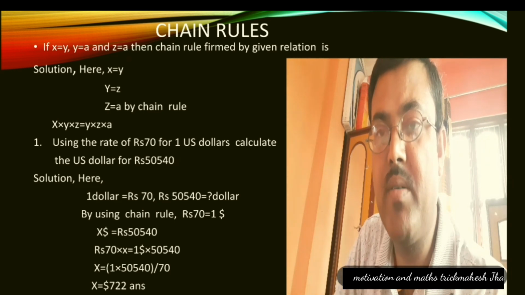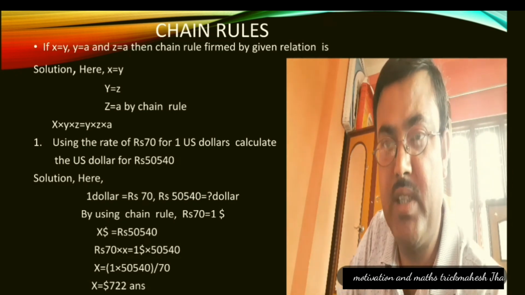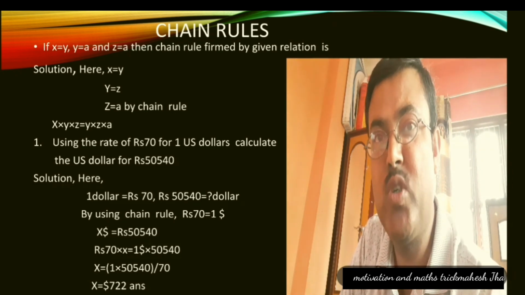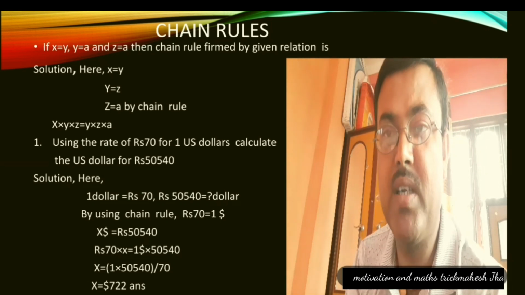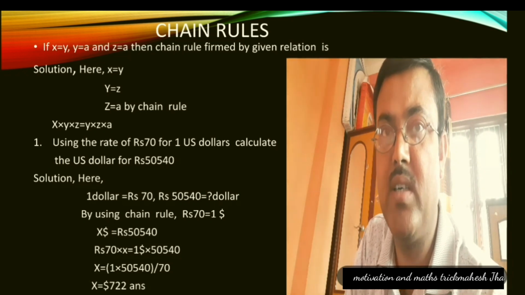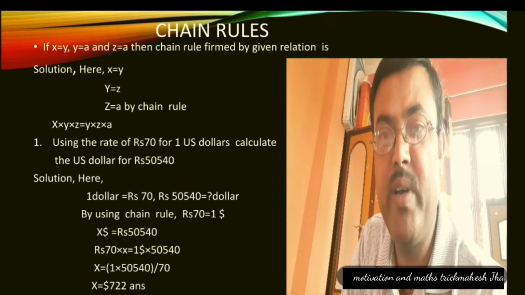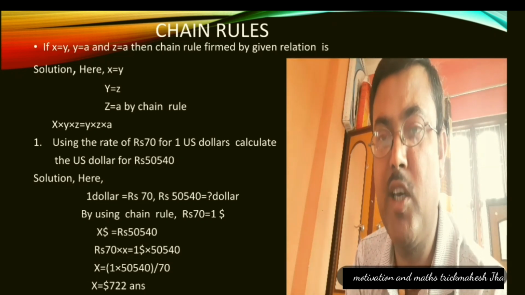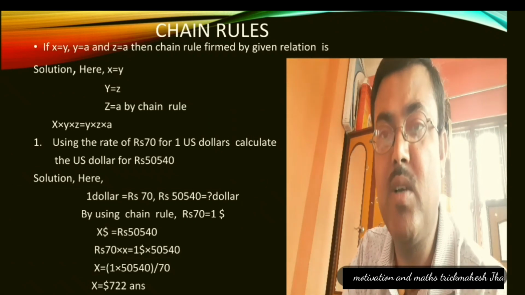Money exchange can be solved by using the chain rule. Here is one example of the chain rule. Here x equals y, y equals z, z equals a. Then we set these up in the chain rule as x = y, y = z, z = a. Then the chain rule becomes multiplication of LHS equals multiplication of RHS, that is x into y into z equals y into z into a. And you have to keep in mind that the unit of LHS always remains equal to the unit of RHS. Then what will it be? The z cancels, y cancels, and x equals a remains. This is one model of the chain rule.